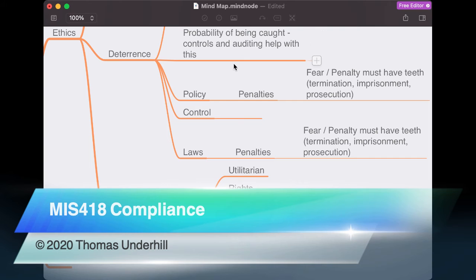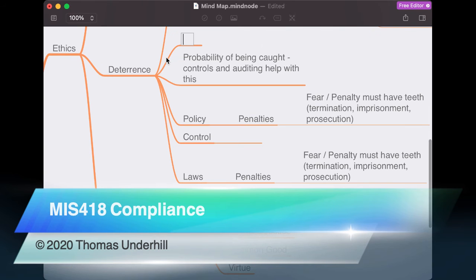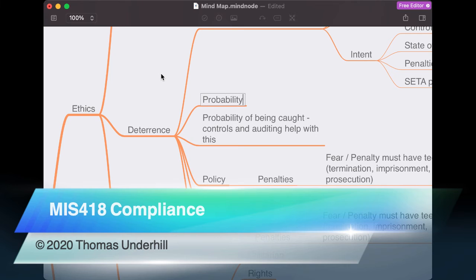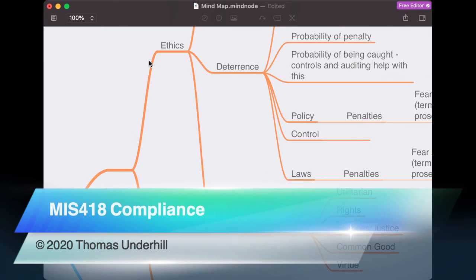And then the next area is the probability of penalty. If there's a high probability of penalty, then we're in good shape. If we just write a policy without strong enough penalties in it, then we are not going to be successful at deterring people.